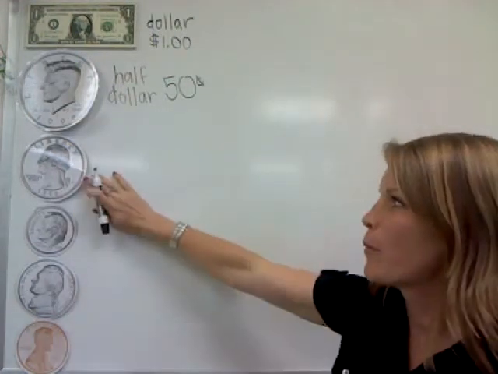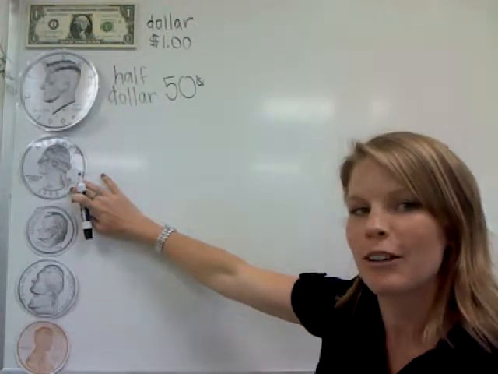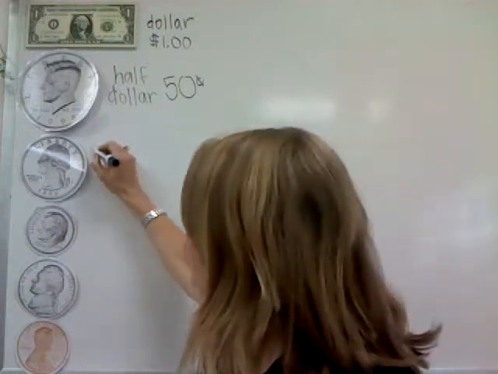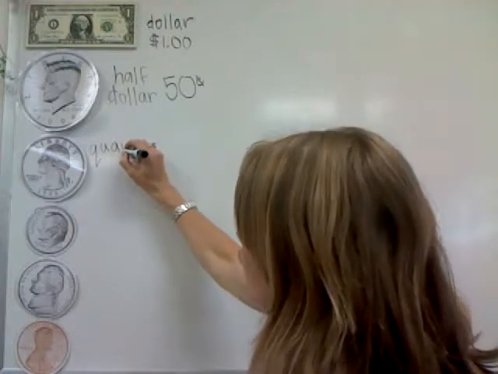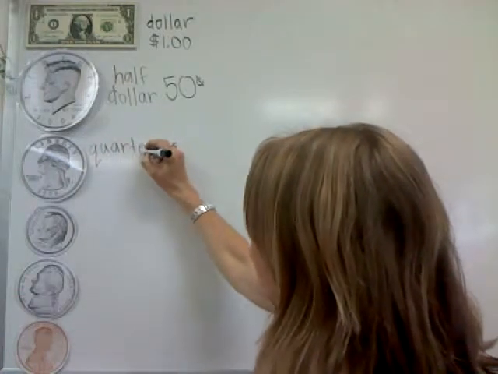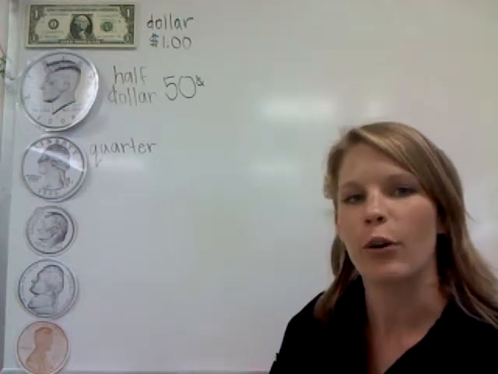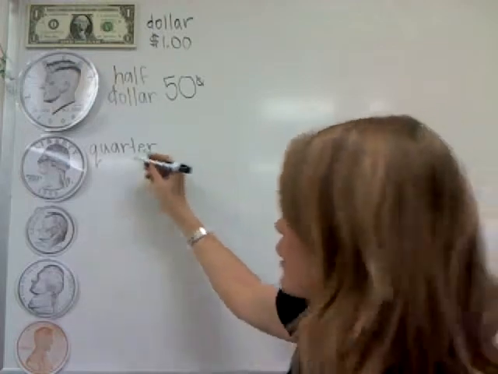All right, next up, what's this coin? Is it a quarter? You got it. This one's a hard one to spell. Q-U-A-R-T-E-R. And what is the value of a quarter? Good job, 25 cents.